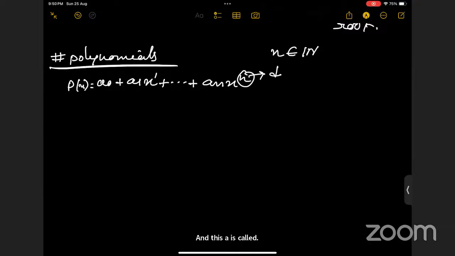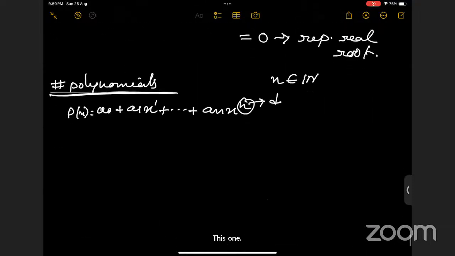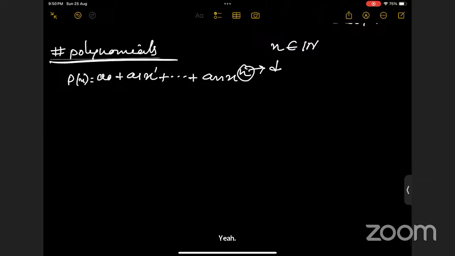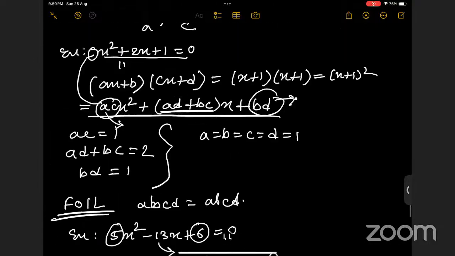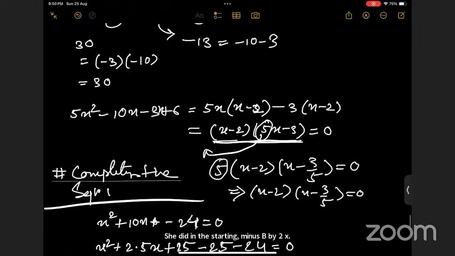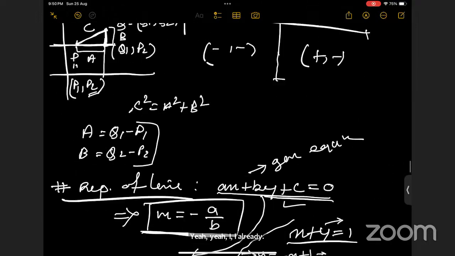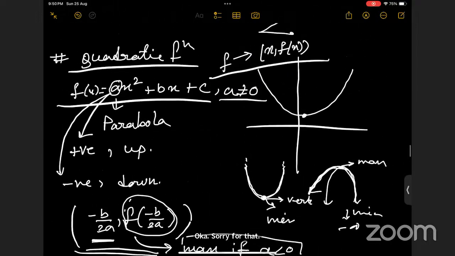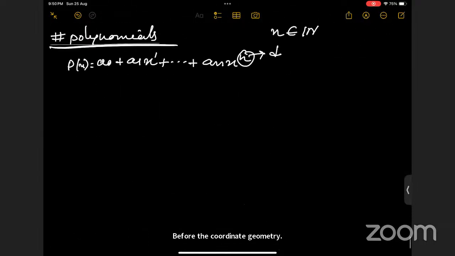Ma'am, the quadratic part is done. Ma'am, but I don't think you have told the vertex of the equation. She did tell about it, starting minus b by 2a. Oh, I already discussed it, okay, sorry for that. Before the coordinate geometry, I already discussed it. Sorry about that. If you missed it, you can find the live streaming on YouTube. You will get it. Okay, ma'am.